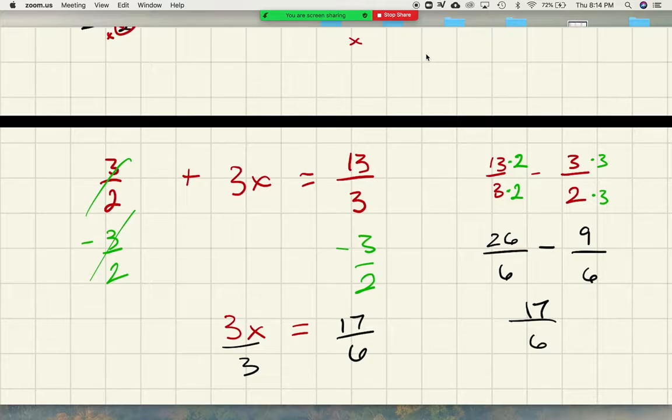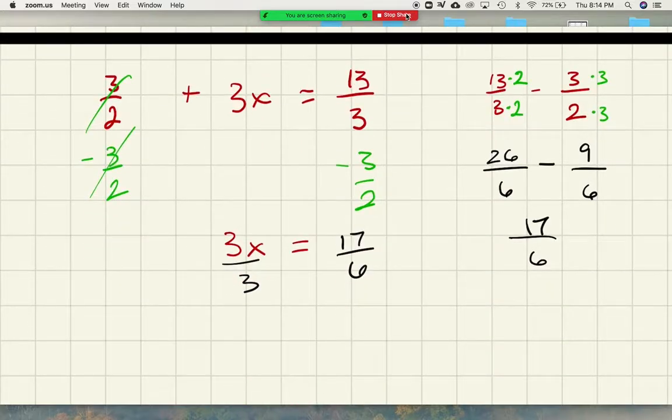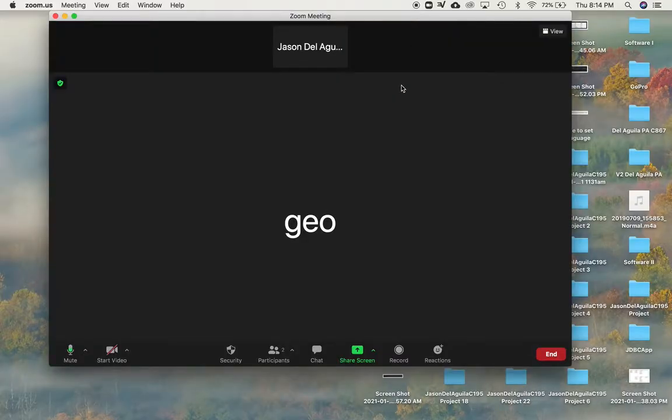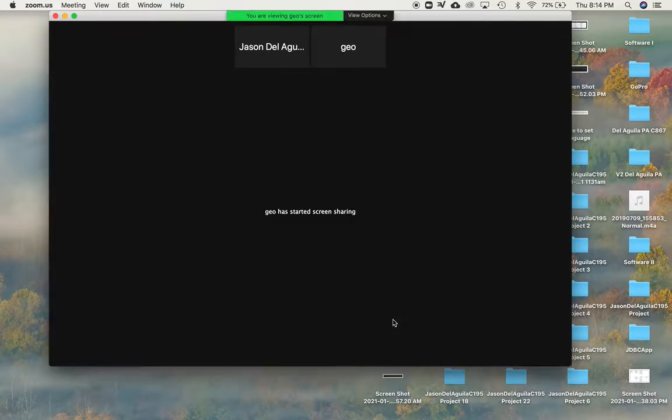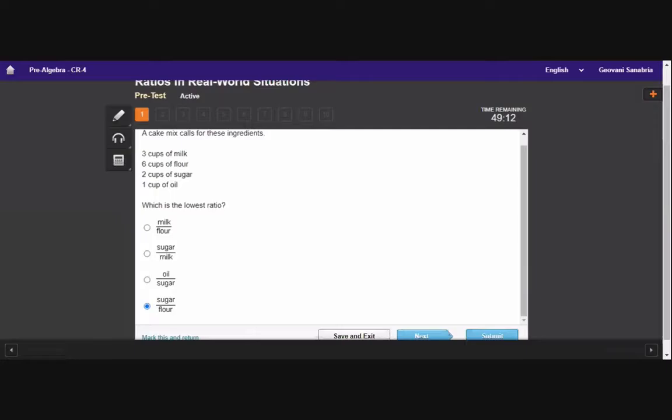Okay. I don't want to keep doing that one, but we'll go on to a different one, and if we need to, we'll see. I just think it's probably easiest to change them into decimals, if you remember. All right, so it was the sugar versus flour, I believe. It was the 2 over the 6, right? Yeah, sugar over flour. Yep.